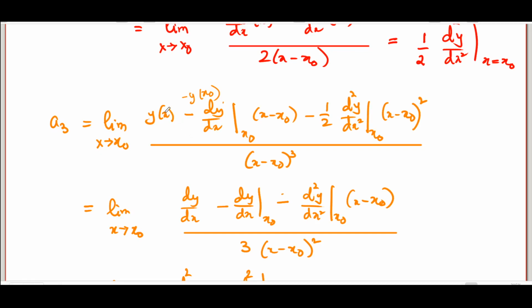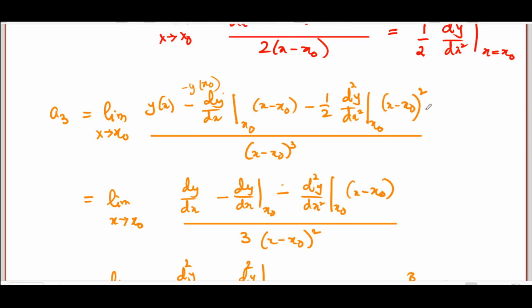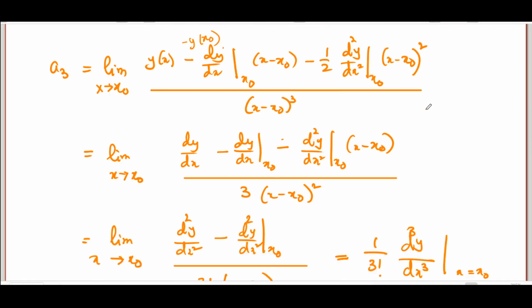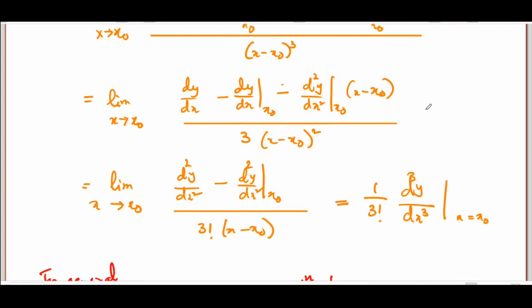L'Hopital once again. Differentiate the numerator and the denominator, you get dy/dx from this, minus dy/dx at x0 from this term. This term, of course, drops off. Minus d2y/dx2 at x0 times (x minus x0) from this factor, the half and the 2 coming from the derivative cancelling. Denominator gives you 3 into (x minus x0) whole square. This is still of the form 0 by 0 as x approaches x0. So you apply L'Hopital once again.